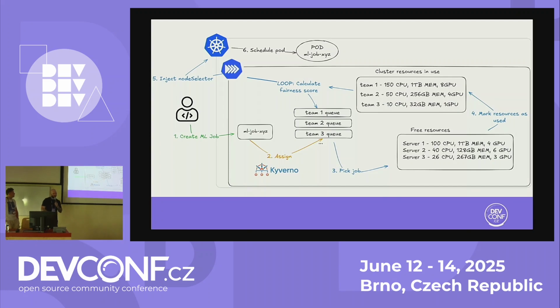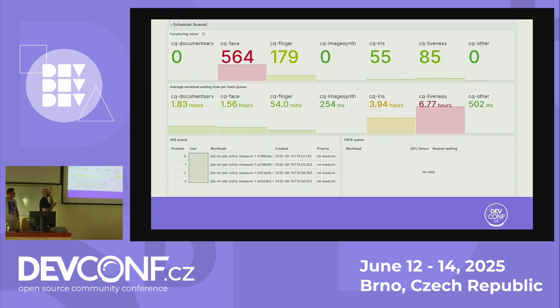This is the schema of how the mechanism works. Researchers create a standard Kubernetes job. Kyverno, which is a policy engine, I will talk about it later, automatically assigns and injects some labels needed by Kueue to work. Then it gets assigned to the team queue. Kueue is in the background calculating the fairness score, which I showed in the previous slide.